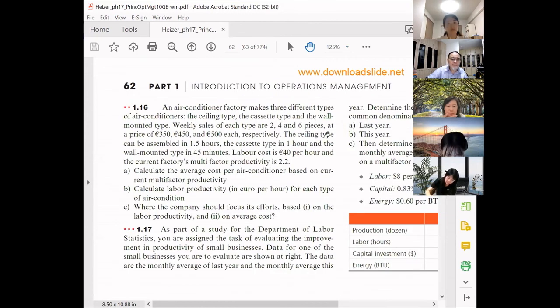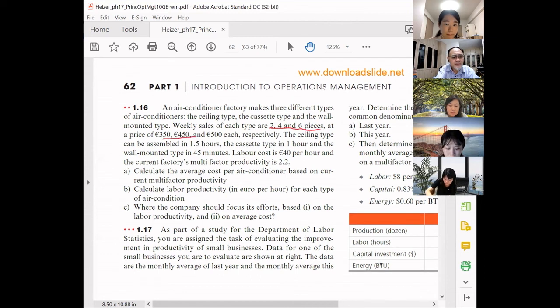So this question gives information first about the output and also the sales prices, and it gives you the labor hours, labor time and labor cost. At the same time, it gives only the multi-factor productivity, which is 2.2. So it is reversed. Multi-factor productivity equals total output divided by total input. This is the basic formula that you must use.